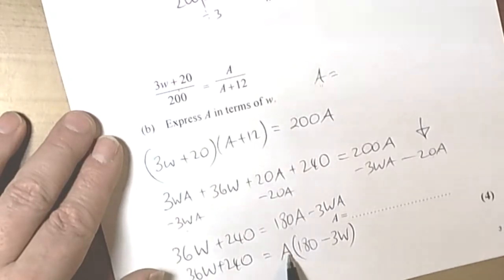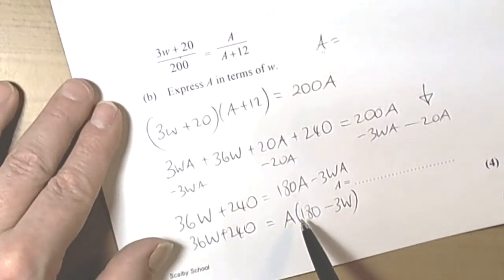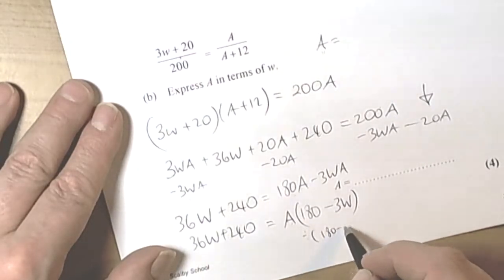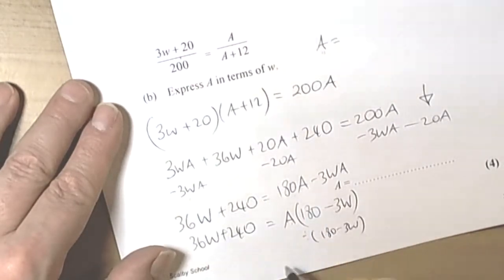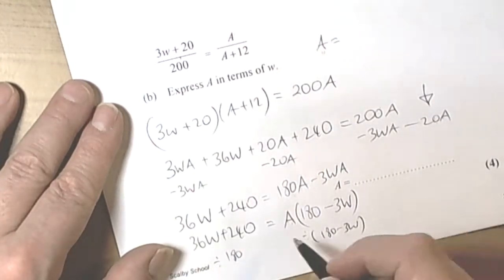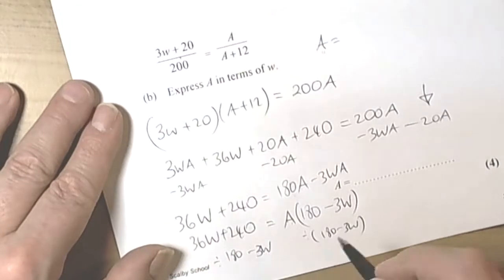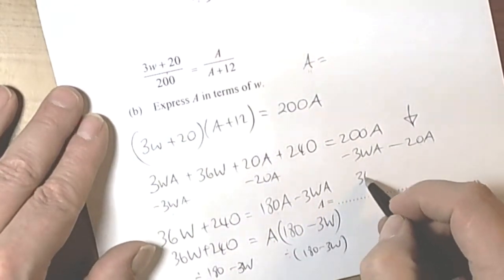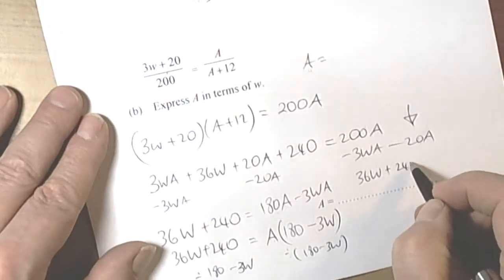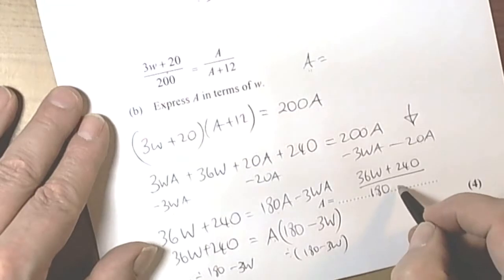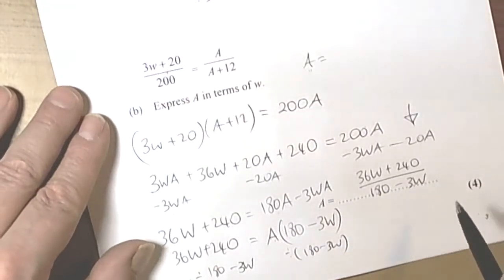We've got a in a position now where we can leave it on its own by dividing through by this bracket. So if we divide by 180 minus 3w, I'll cancel that to 1, but I must do the same to the other side of the equals to make it a fair thing. So we've ended up with a as the subject as 36w plus 240 all over 180 minus 3w.